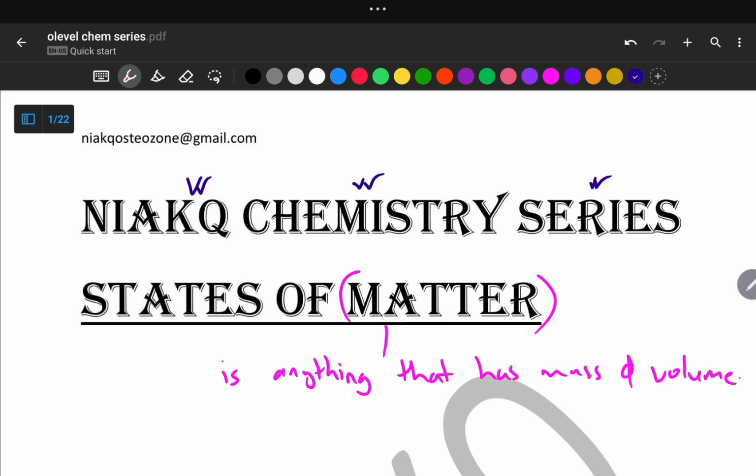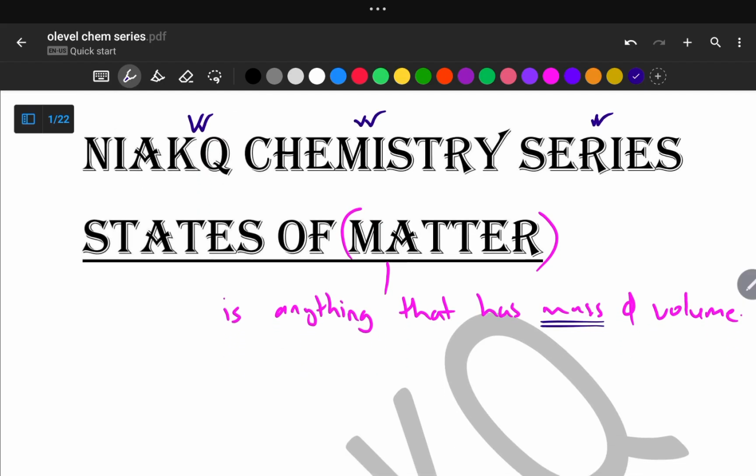We also need to define the term mass. Mass is defined as the amount of matter within a substance. So this is the definition for mass. And then we go on to give the states of matter. Matter is anything that occupies space and has mass, space being the volume. So we have examples of matter.